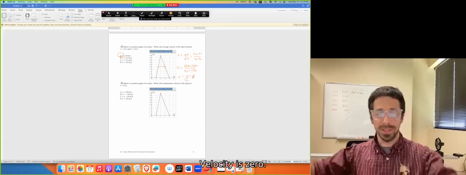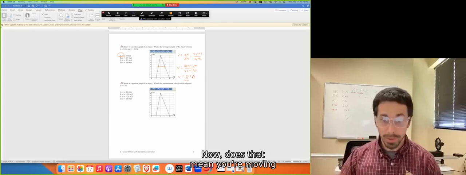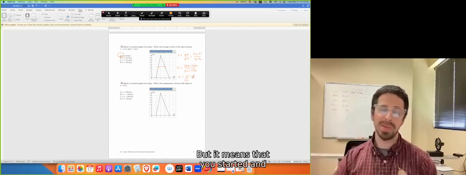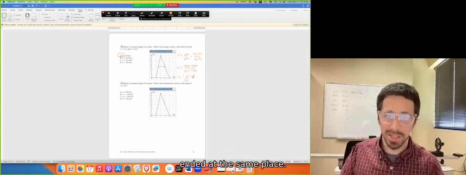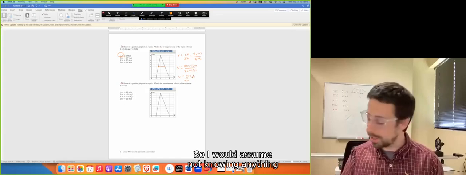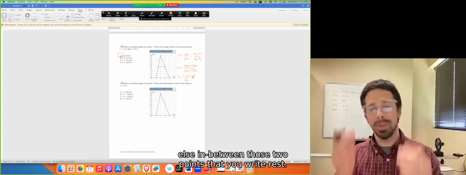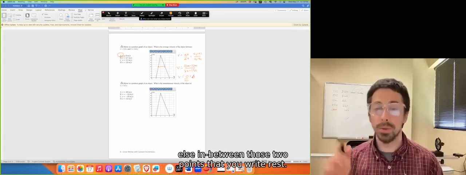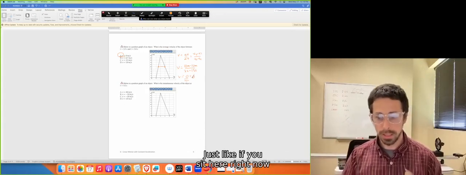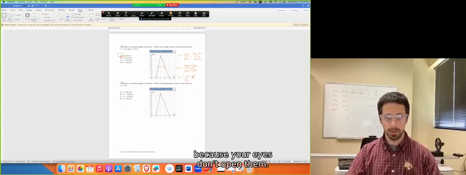Velocity is 0. Now, does that mean you're moving at 0 the whole time? No, but it means that you started and ended at the same place. So I would assume, not knowing anything else in between those 2 points, that you were at rest. Just like if you see me right now, if you close your eyes, don't open them.